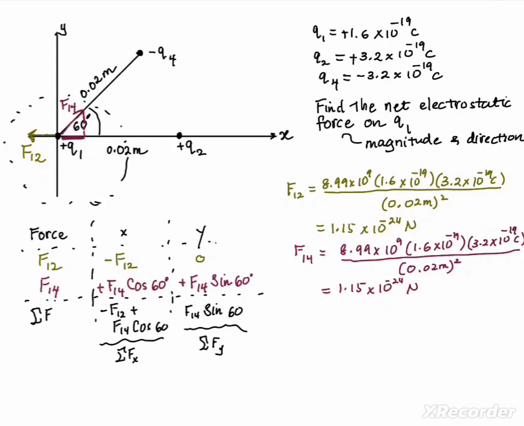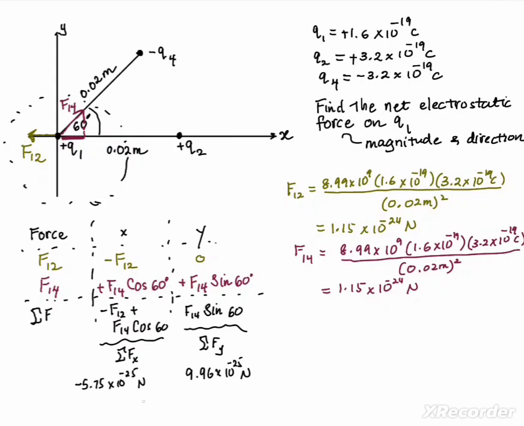And then what we can do is find our Fx and Fy. So Fx here is, we plug in values of F12 that we found and F14 that we found. And if you do that calculation, you'll see that it is negative 5.75 times 10 to the negative 25 newtons. And then for the y component, we have 9.96 times 10 to the negative 25th newtons.